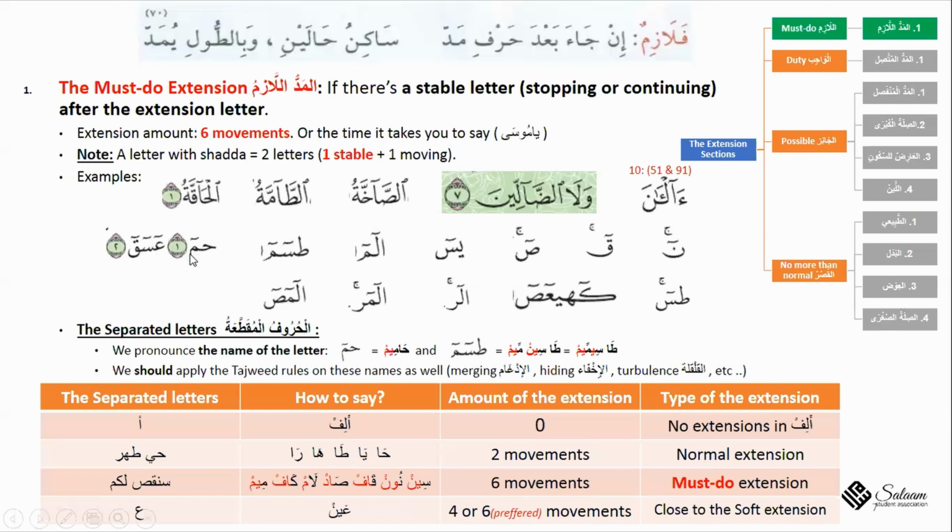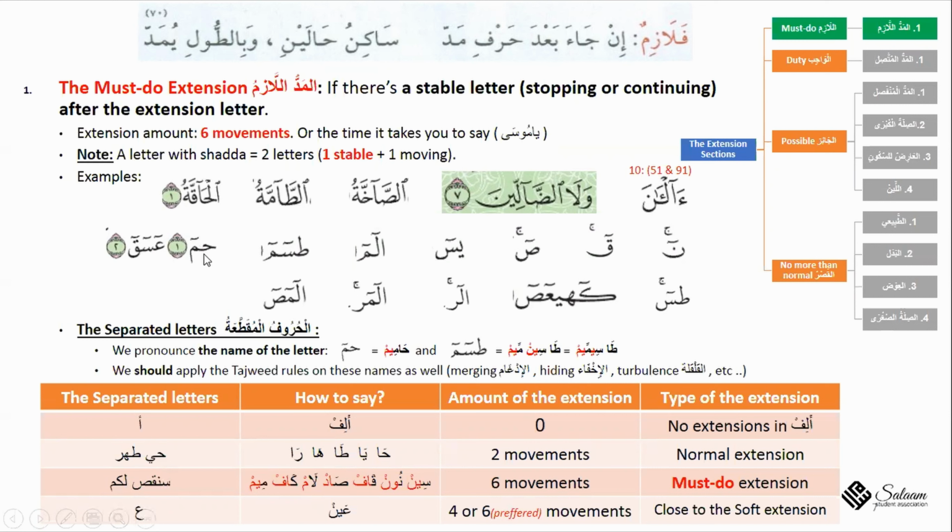So this will be, I will say the extension, then I will say the pronunciation. So this one is a normal extension, two movements. This one is a must-do one, Lazim. So six movements, and these three are into these eight letters. So these three, I will do six. One of them can be four or six. So Ayn can be a little bit shorter, but it's preferred to do six as well. So I will say these four with six movements, and this one with two movements.